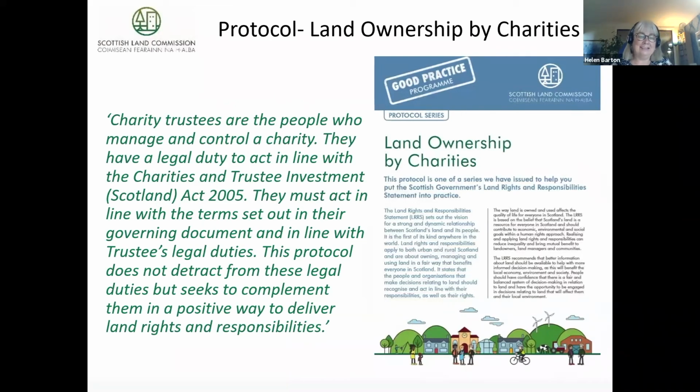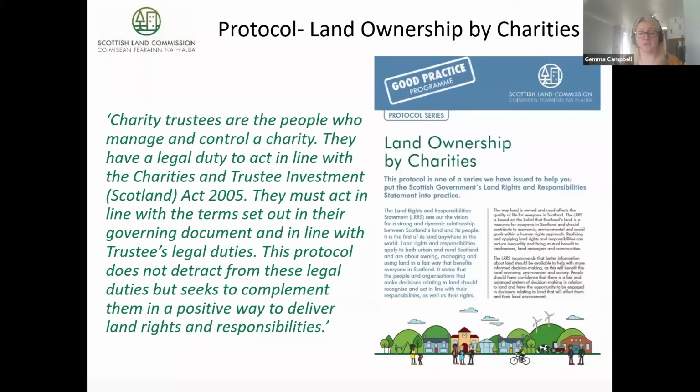Yes, so along with our protocol on land ownership by private trusts, we've developed our protocol on land ownership by charities. Land ownership by charities is an issue that's been discussed for quite some time, something that was picked up by the Land Reform Review Group some years ago. And really the purpose of this is to invite landowning charities to think about how they can reflect land rights and responsibilities in how they operate and make decisions.